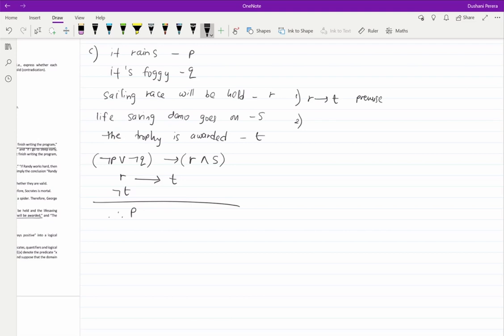And then I'll next take my third premise, which is negation T. You see, I have R implies T and I have negation T, so this should again ring a bell. This is an inference rule. Well, I can use modus tollens here, and I can conclude negation R here. So this is modus tollens, MT on 1 and 2. So now I have negation R.